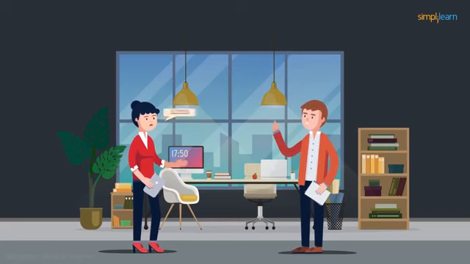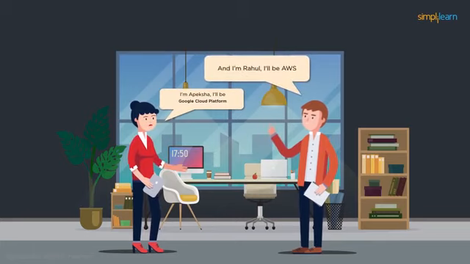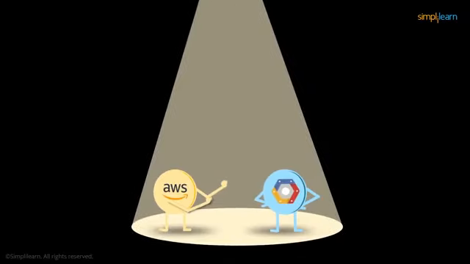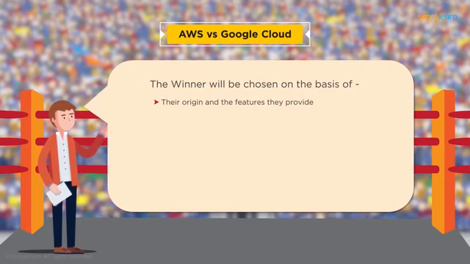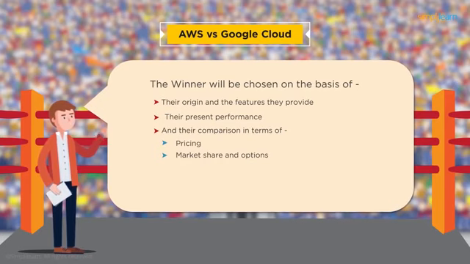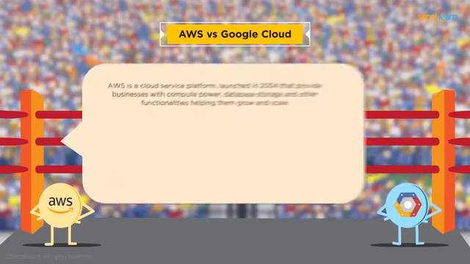A boxing ring. So guys, I'm Apeksha and I will be Google Cloud Platform. And I'm Rahul, I'll be AWS. So welcome to Fight Night. This is AWS versus GCP. The winner will be chosen on the basis of their origin and the features they provide, their performance in the present day, and comparing them on the basis of pricing, market share and options, the things they give you for free, and instance configuration. Now first let's talk about AWS.